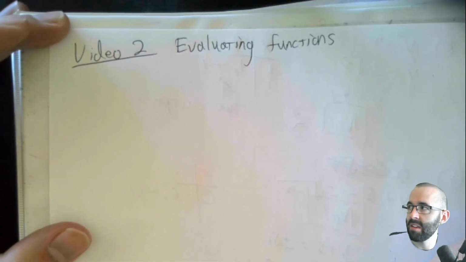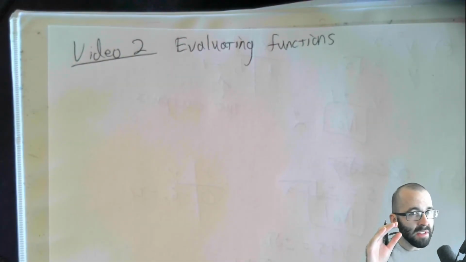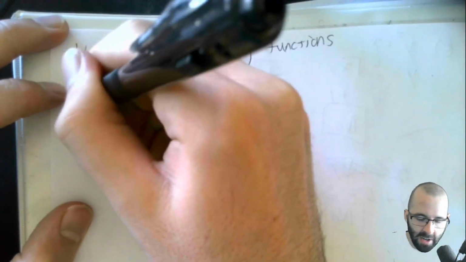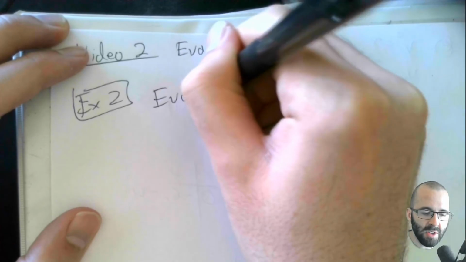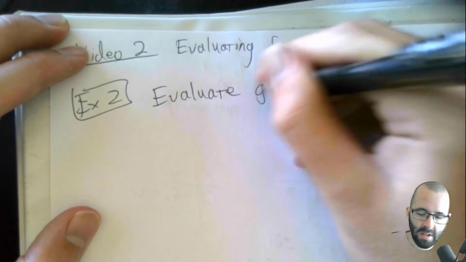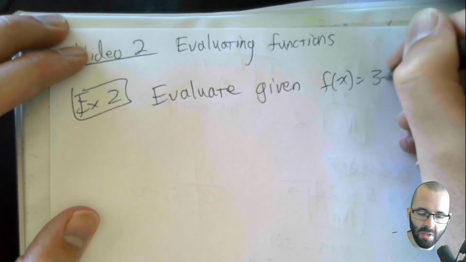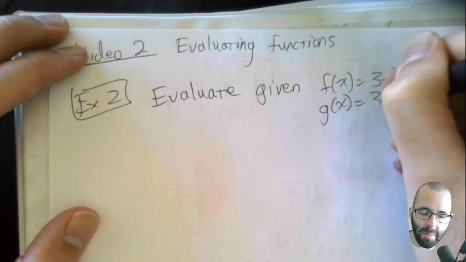We're going to be evaluating functions here, and I think a lot of people have a pretty good foundation for this, but there's some tricky things that we can do with this evaluation. So let's dive headfirst into it. I'm going to give you two functions. We're going to evaluate some stuff. Let's call f of x the function 3x squared plus 5, and g of x the function 3 minus x.